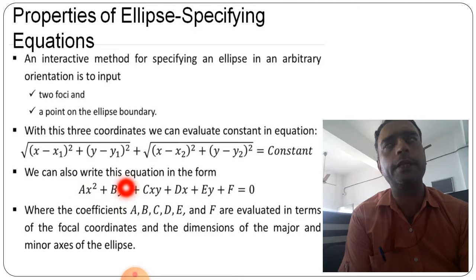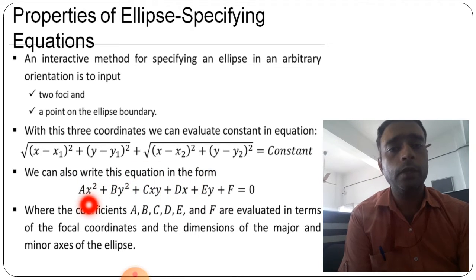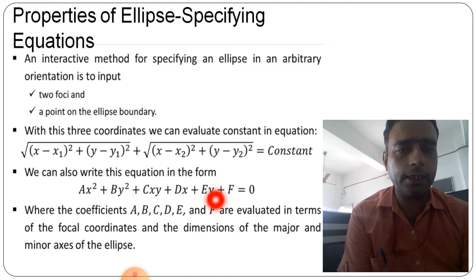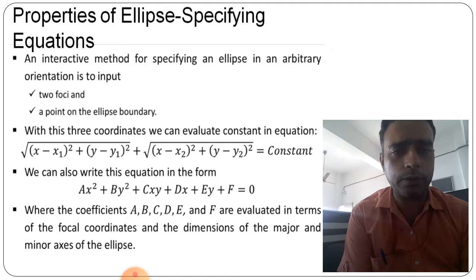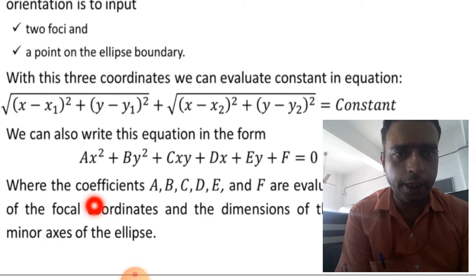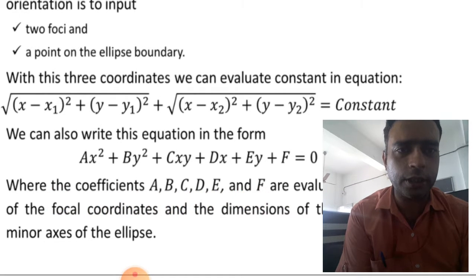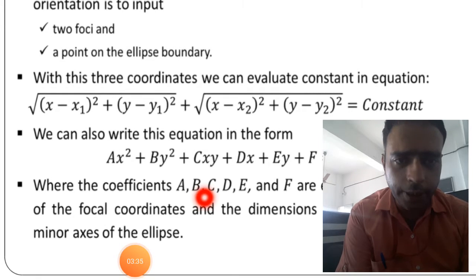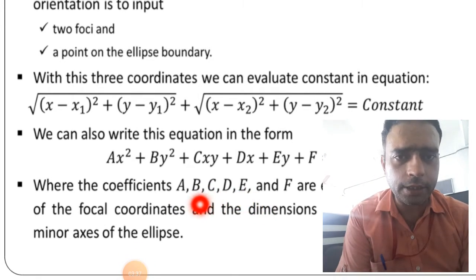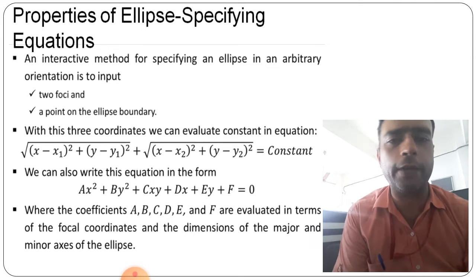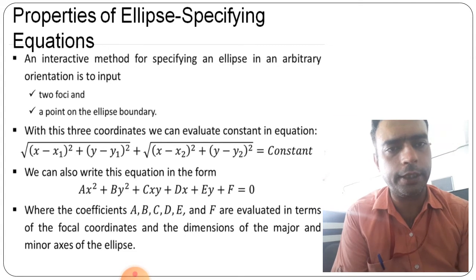Now we can also write this equation in the form ax square plus by square plus cxy plus dx plus ey plus f is equal to 0. Here we can see that a, b, c, d, e, f are the coefficients that are evaluated in terms of the focal coordinates and the dimensions of the major and minor axis of the ellipse, right? So these are the coefficients that we have to calculate on the basis of these dimensions.